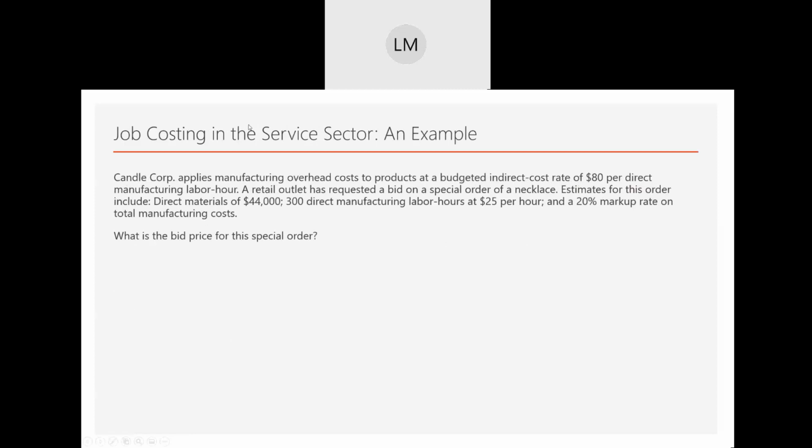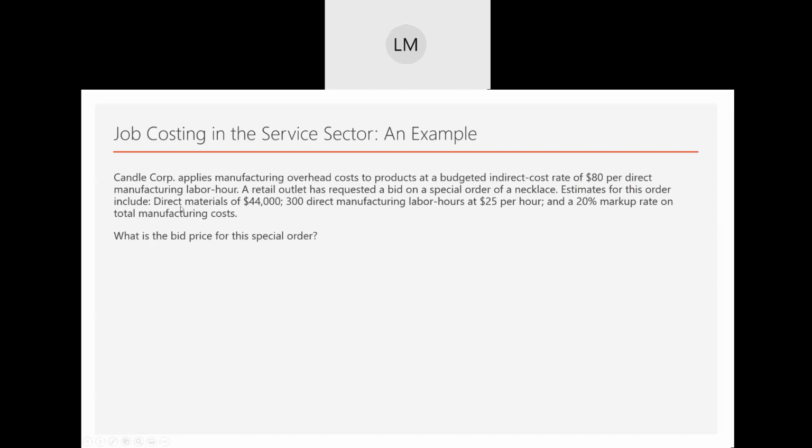So let's take a look at job costing in the service sector. And let's take an example. Kindle Corporation applies manufacturing overhead costs to products at a budgeted indirect cost rate of $80 per direct manufacturing labor hour. Or actually per direct, and we should not say manufacturing labor hour. Why? Because we're not manufacturing. Per direct labor hour. A retail outlet has requested a bid on a special order of a necklace.